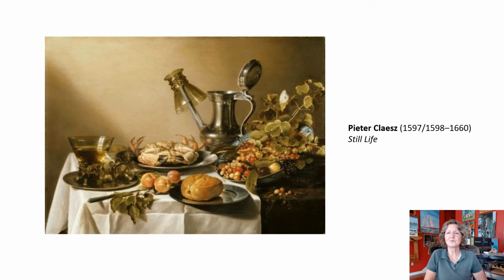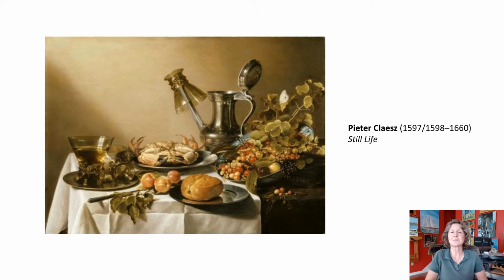So now let's move 1500 or 1600 years into the future. And we've got Pieter Claesz and his really amazing still life. He did quite a bit of still life work. He was really well known for it. Really sumptuous and ornate types of arrangements.